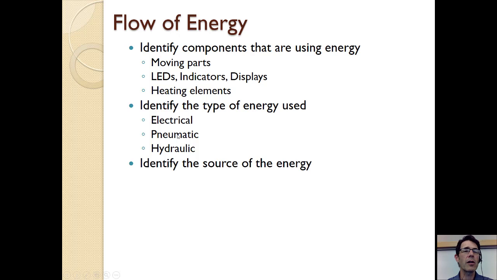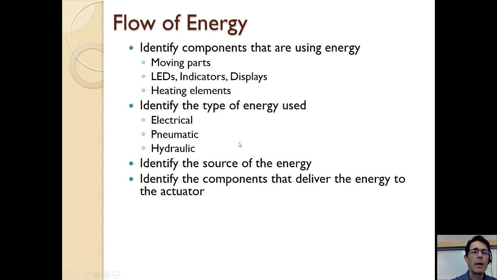Or the pneumatic, there's going to be a compressor someplace providing compressed air, and then the compressed air is delivered through multiple ducts and pipes to the system. So the last part of this is identifying what delivers the energy to the actuator. How does it get there?